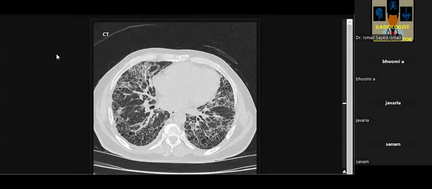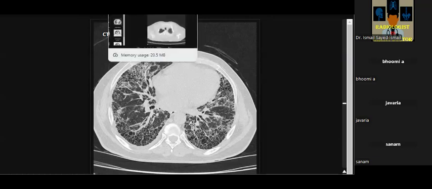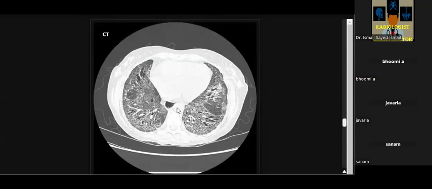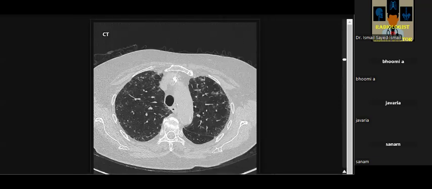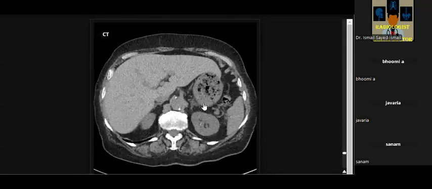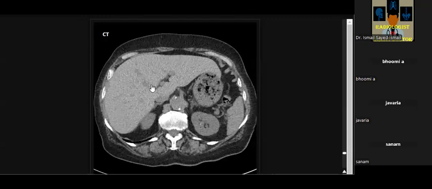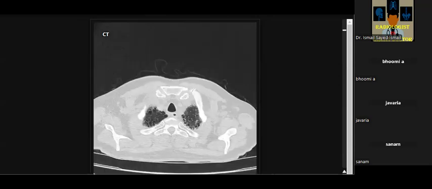If this patient has a history of amiodarone for any cardiac condition, then this could be due to amiodarone related lung toxicity. If you see a dilated esophagus and subpleural sparing, then it could be due to scleroderma induced non-specific interstitial pneumonia. And as you mentioned, if you see a dense liver with cardiomegaly, amiodarone toxicity.